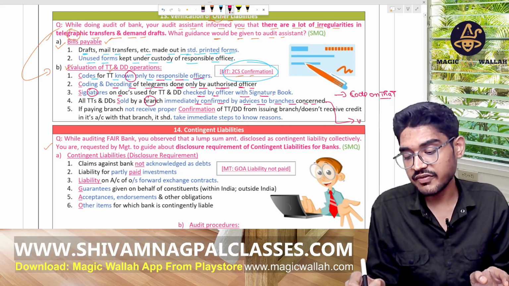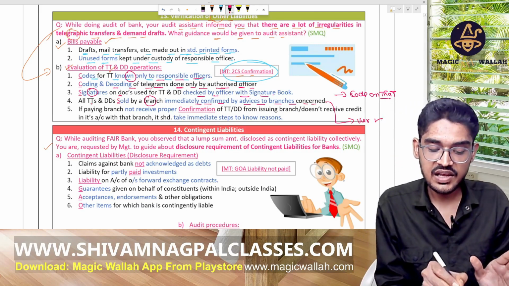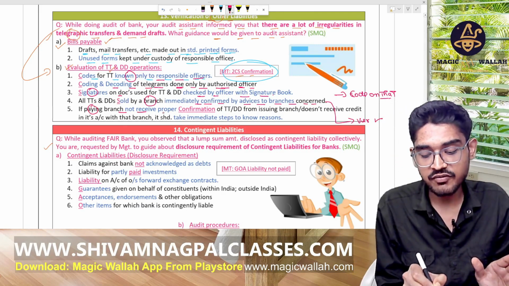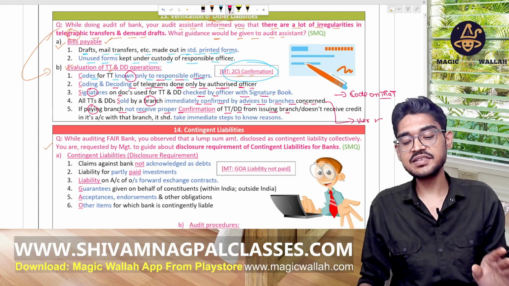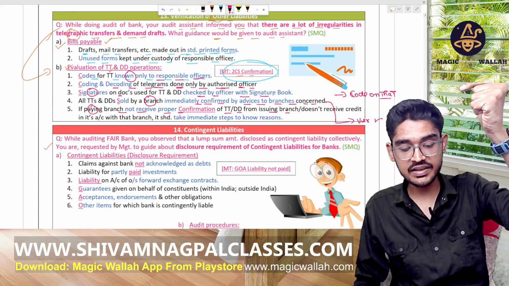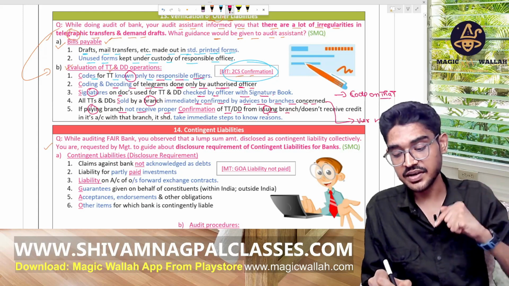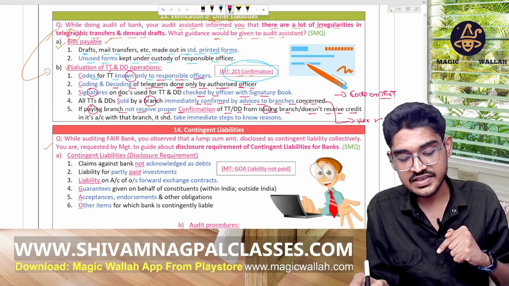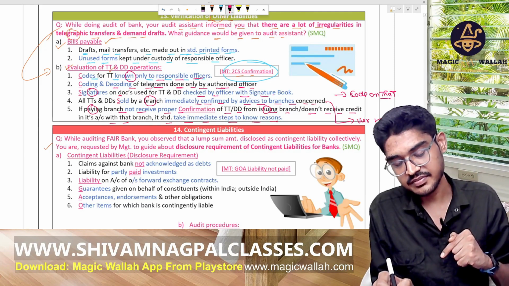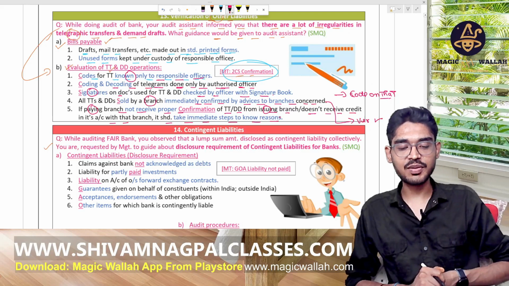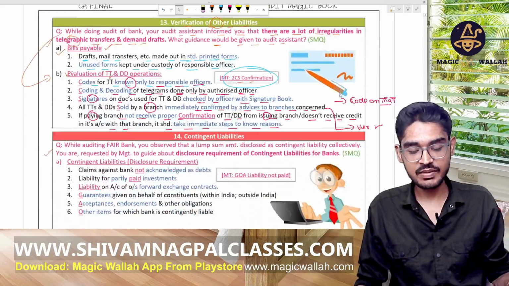That means we have to verify from the branch whether these are sold by them or not. If the paying branch, say an American branch, does not get the confirmation of TT and DD from the issuing branch in India, or does not receive the credit in its account with that branch, it should take immediate steps to know the reason, right? These are simple points you have to memorize. 2CS confirmation. Okay, these are important where memory is given.